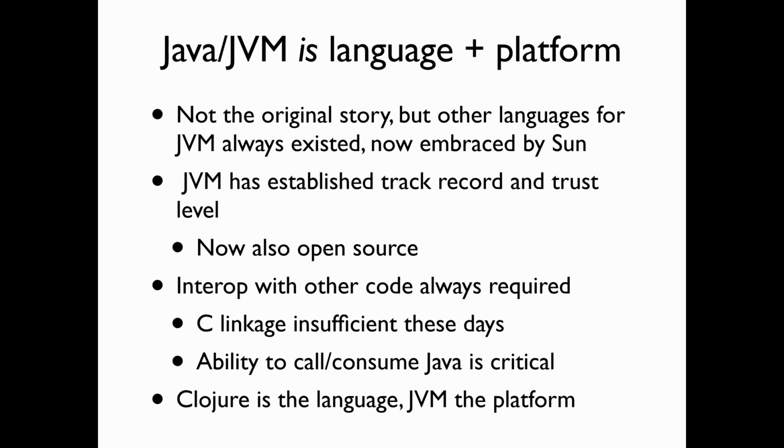Any language always needs to interoperate with other code. Not everything's going to be written in your language. It used to be a C interface was the primary necessary way to leverage legacy code and code other people wrote that you don't want to rewrite. I don't think that's really the dominant linkage required today for languages. I think access to either Java or .NET is the foreign function interface you require. So Clojure is a language, and it really looks at the JVM as a platform, supplying these services.